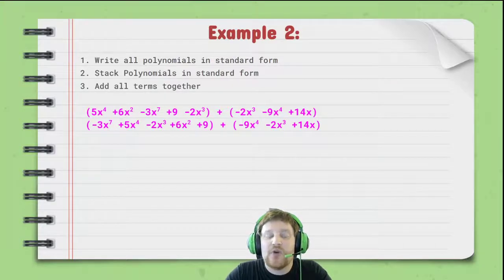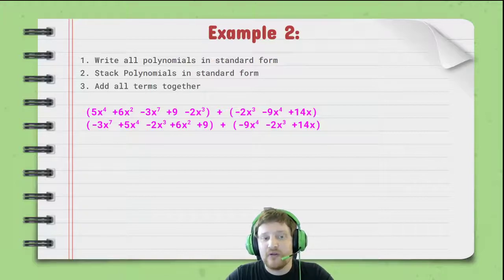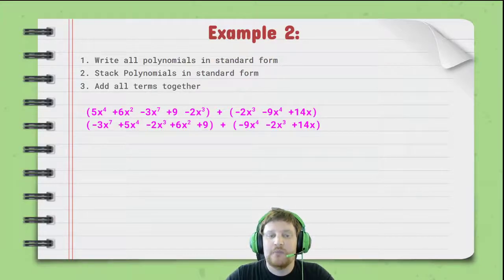However, this time on the right, I also needed to change my order over there. I had x cubed, x to the 4th, and then just x. So now I have 4, 3, 1 as my exponents, making sure that all of the coefficients and all of the signs stay with the original number.